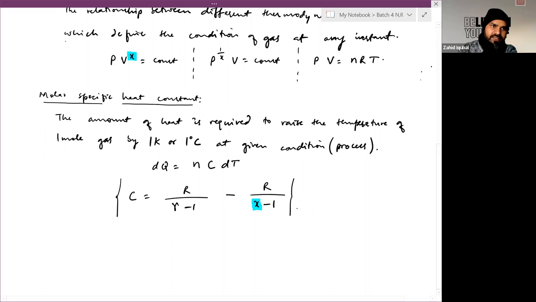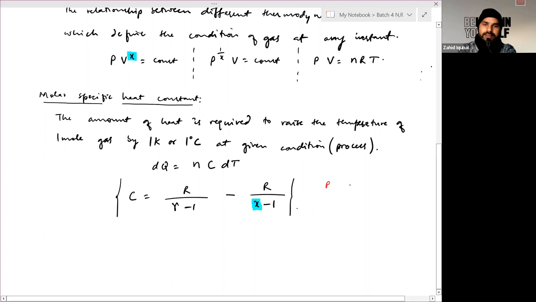In this part, let me define the terms which are used. First, R, which is also called universal gas constant. It is equal to 25/3 or 8.314 joule per mole per Kelvin. Next, gamma.